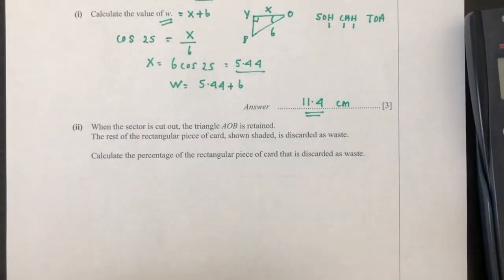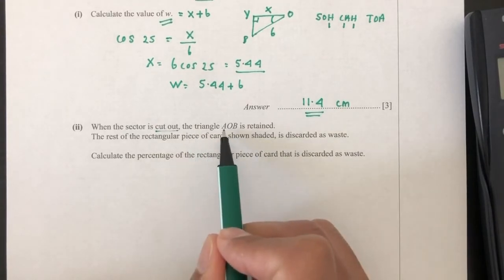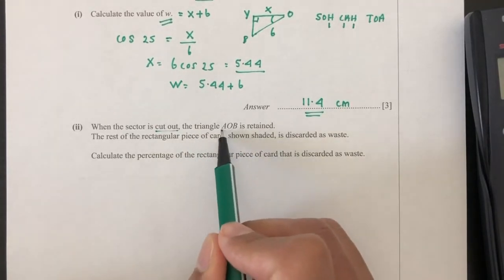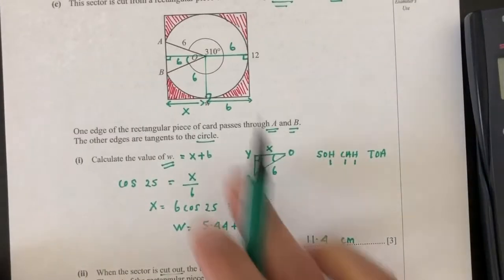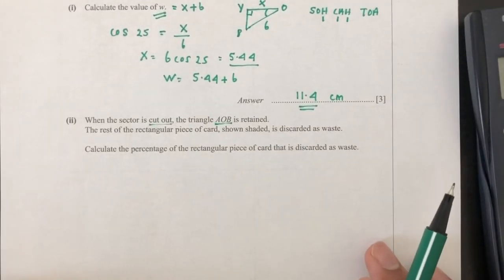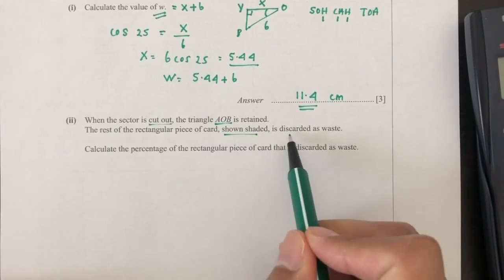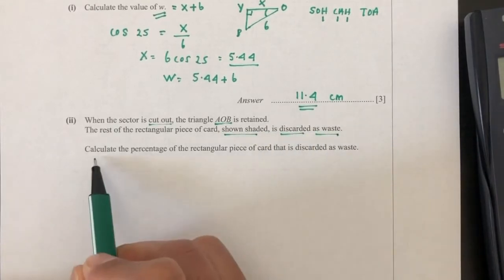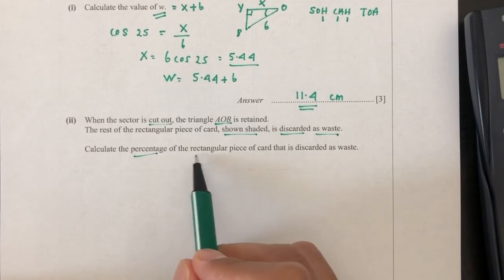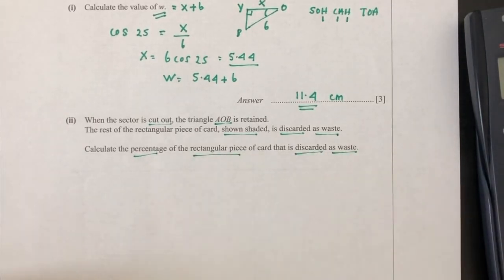Now part 2, it says when the sector is cut out, the triangle AOB is retained. So when you take out the sector, the triangle AOB remains. Now it says the rest of the triangle piece of card shown as shaded is discarded as waste. Calculate the percentage of the rectangular piece of card that is discarded as waste. So find the percentage that is thrown away as waste.